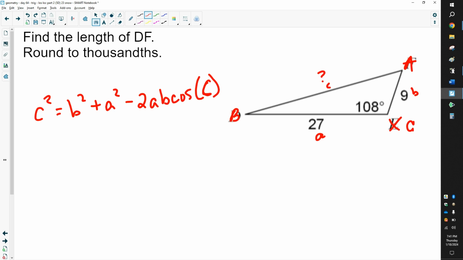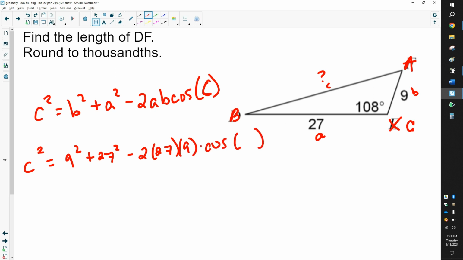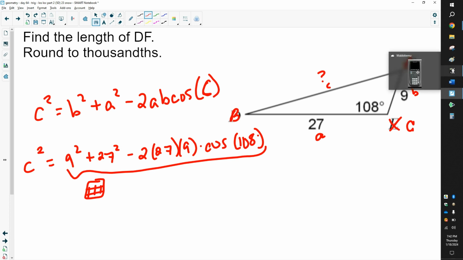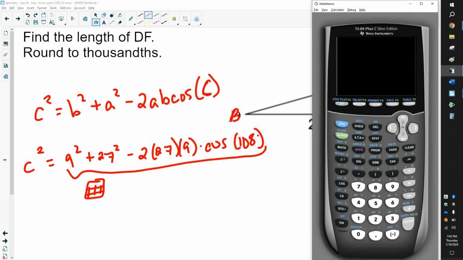So plugging everything in, we get c squared equals 9 squared, plus 27 squared, minus 2 times those numbers again, 27 and 9, times the cosine of the angle in between them, which is angle C, which was the given angle in the problem. And that's a lot of numbers here, and it's actually a good thing because this entire side of the equal sign is just known values. They're all numbers that we can use the calculator in one step to make into a much smaller piece of our equation. So I'm getting my calculator here.